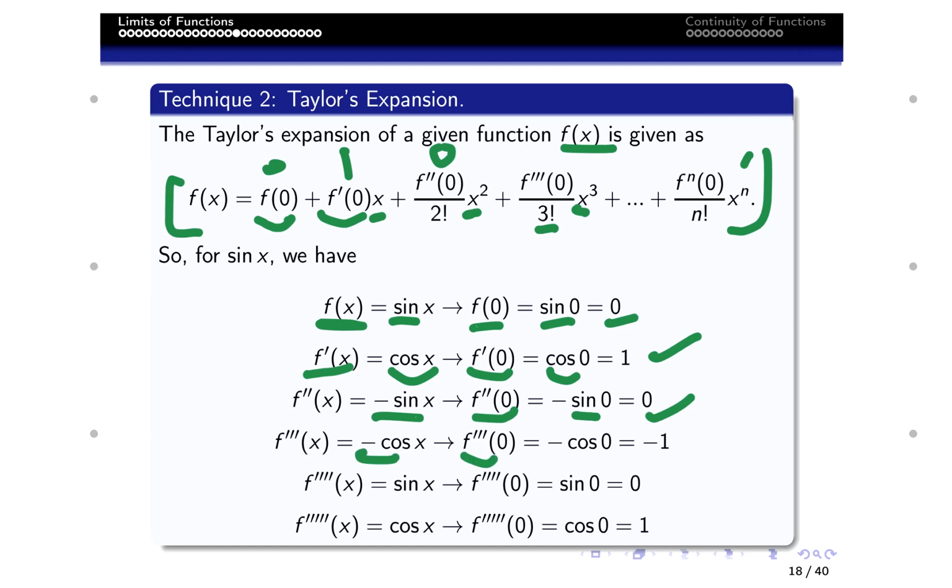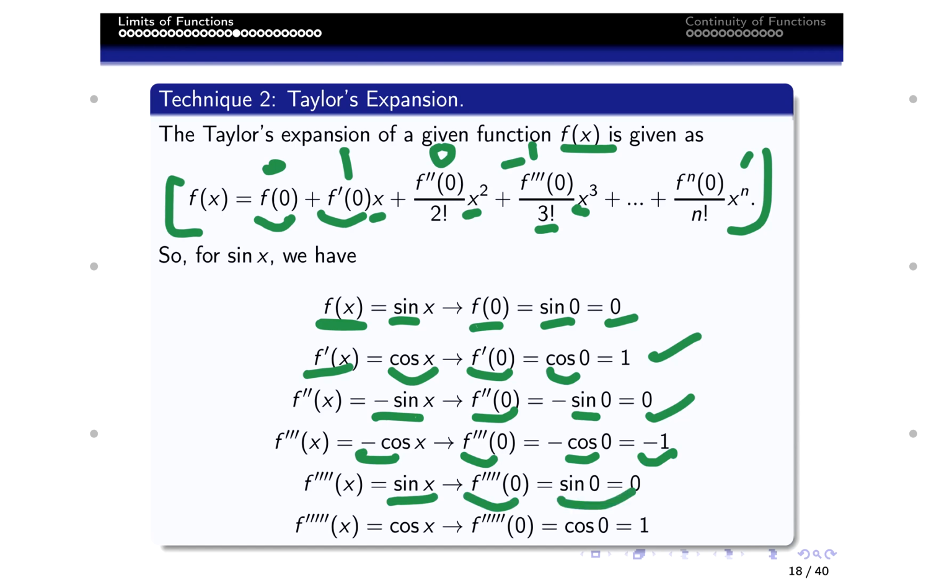Don't forget, this is going to be 1 times x, 0 times x squared, minus x cubed, and so on and so forth. Now the fourth derivative: differentiate cos x, you get minus sine x. There was a minus there before, so it becomes sine x. Then evaluate that at 0, so that means sine 0, and that is still 0. So the fourth derivative is also 0.